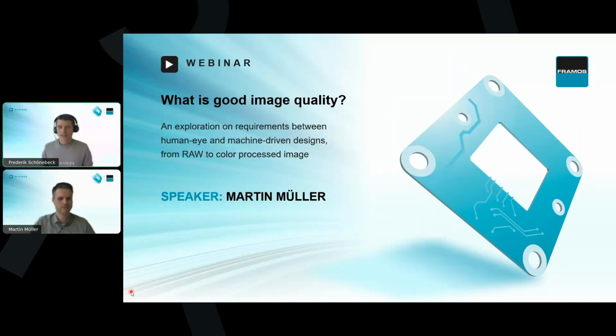Hello and welcome to our webinar today. The topic will be, what is good image quality? I think a question that many of us have already asked ourselves. It will be an exploration on the requirements between human eye and machine vision driven designs from raw to color processed image. Our speaker today will be Martin Müller.